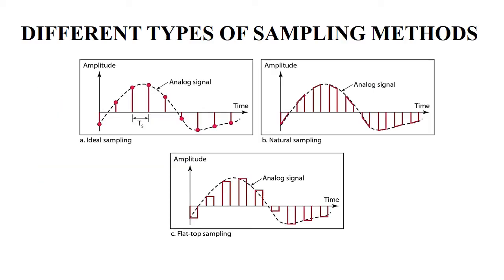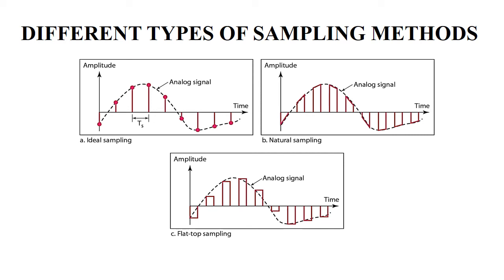Here we can see these 3 types of sampling methods. The first one is ideal sampling. It is also known as impulse sampling, and it is accomplished by the multiplication of the signal x of t by a uniform train of pulses. Consider the instantaneous sampling of the analog signal x of t: a train of pulse functions selects the sample values at regular intervals.